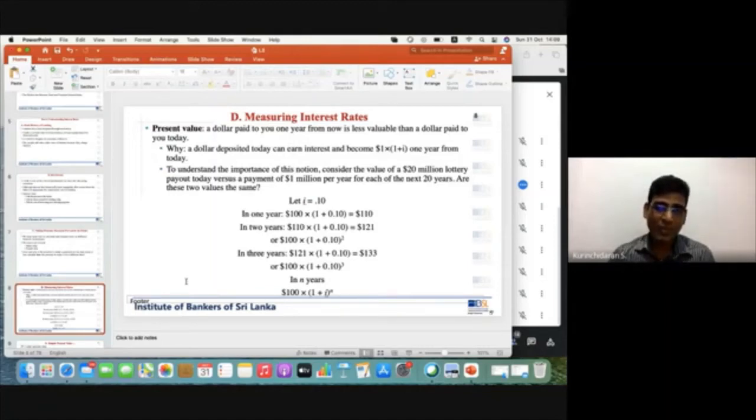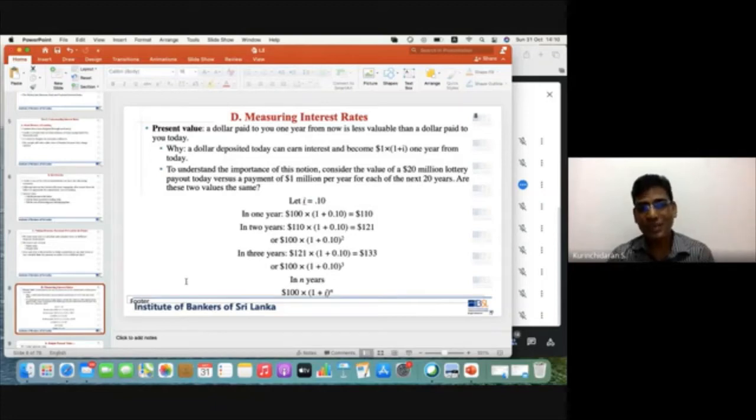Now present value means we think, if I get 110 after 1 year, what is the present value, today's value of that 110 bucks, right? I have given the calculations. In 2 years, that would be 121. In 3 years, that would be 133 bucks. And if it is n years, then you can see the final formula: 100 bucks into (1 plus i) within the bracket, power n, right? This is very basic calculating of present value.